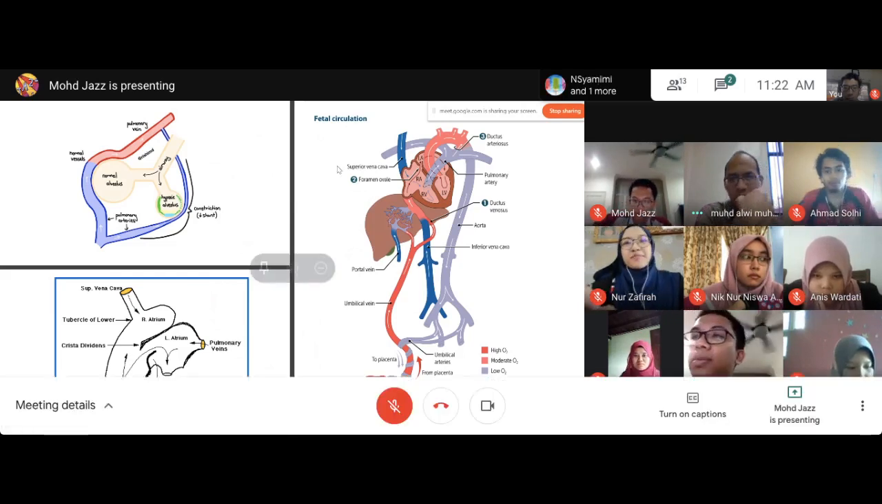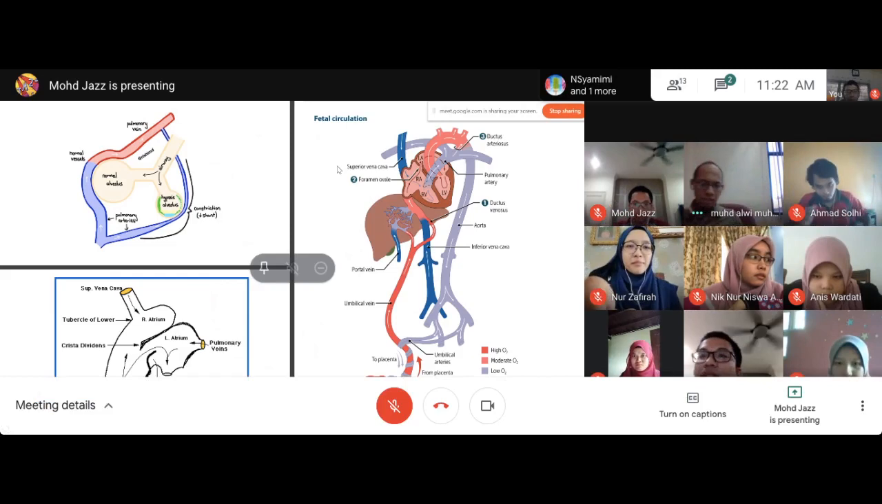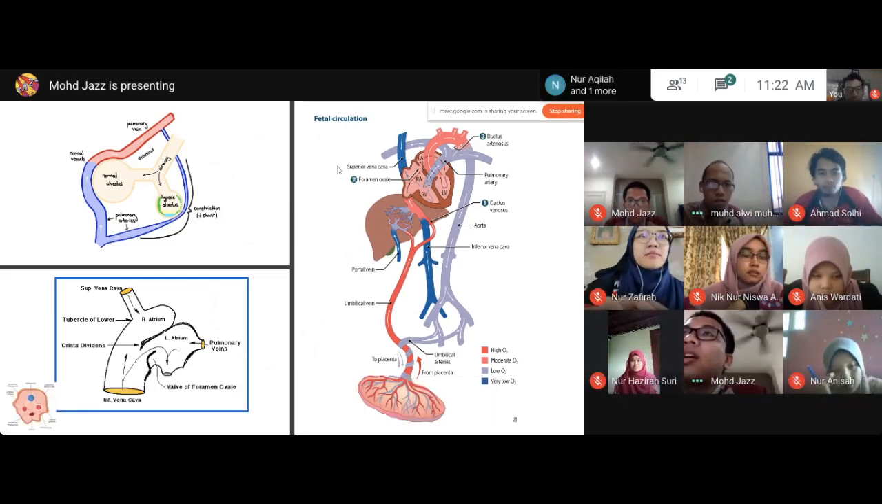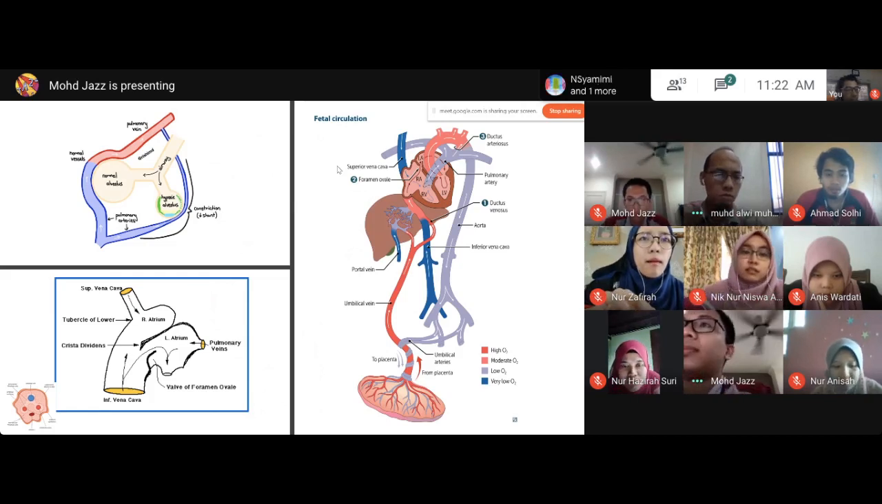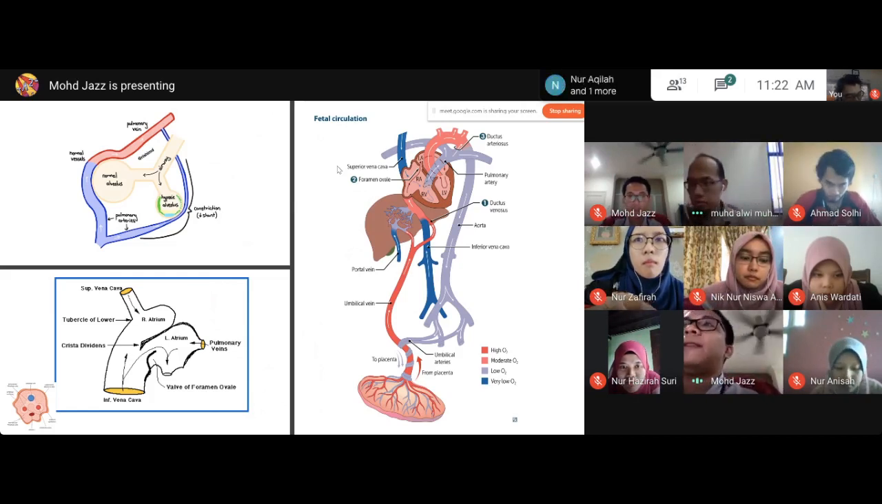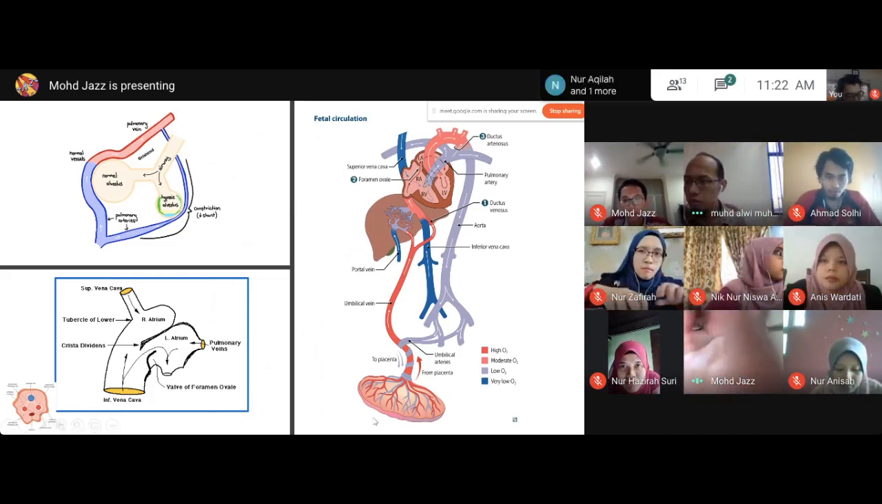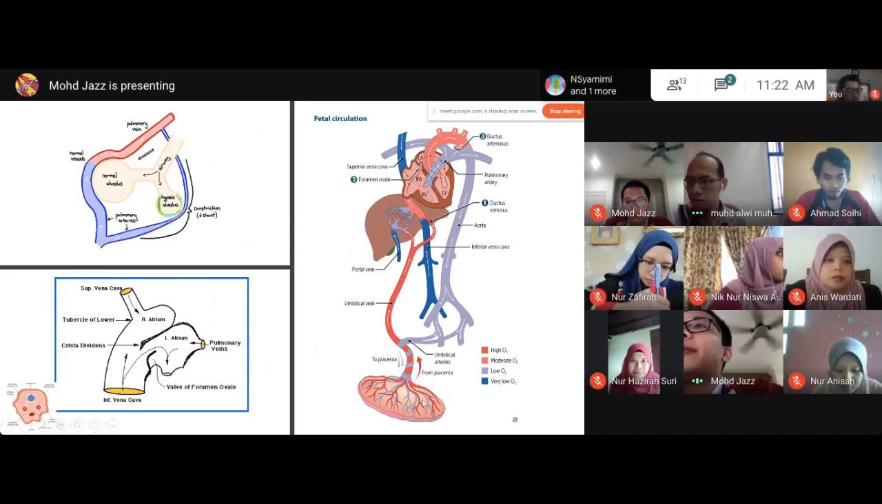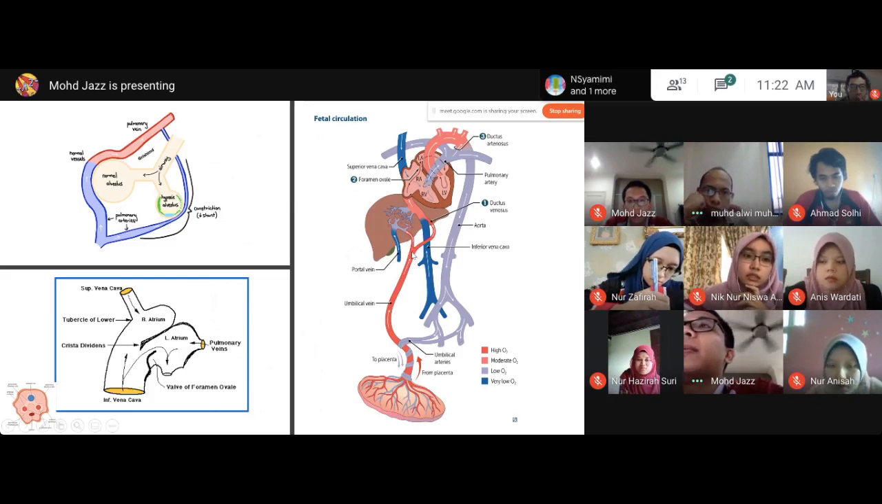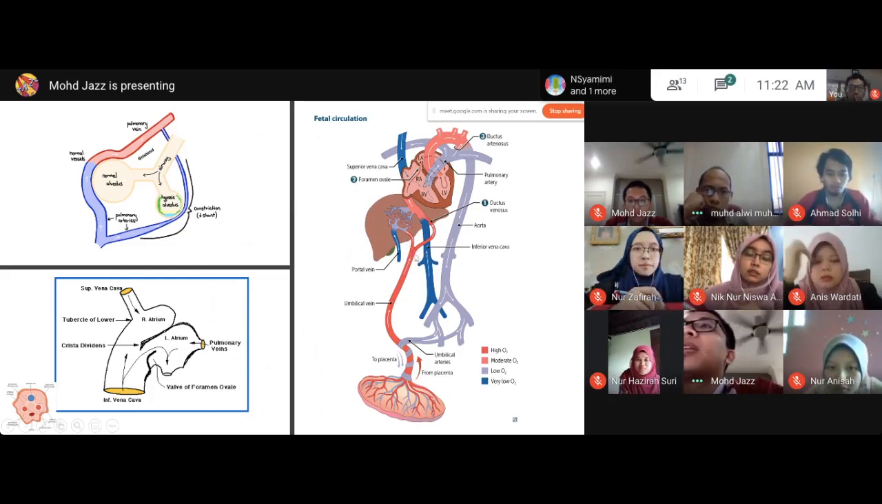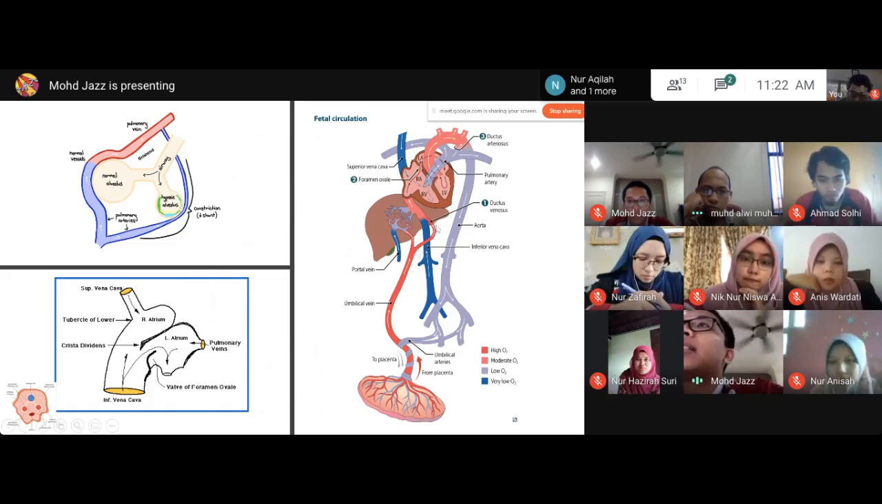My name is Muhammad Jazli. I'll be presenting about the fetal circulation adaptation when it becomes a newborn. As my colleague explained just now regarding fetal circulation, we know that it starts before birth. The pathway is mainly from the placenta to the umbilical vein. And we know that most, if not all, of the blood from the umbilical vein will go through the ductus venosus.